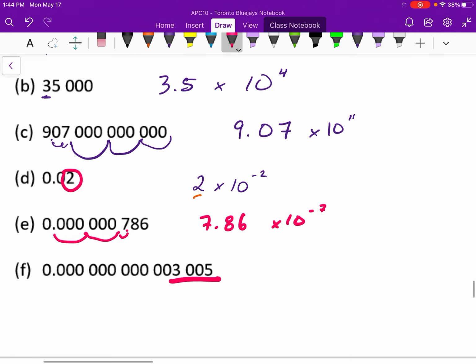Here, there's 4 digits of precision. 3. So that's what my first number is. Now, times 10 to the negative. Whoa. I have to ask myself, how many decimal places to the right must I move here? Do we agree that this is a very small number? And it's a very small number, so I'm expecting my exponent to be negative. I do not want to have a net worth of 3.005 times 10 to the negative something, because that means that I'm worth no money.